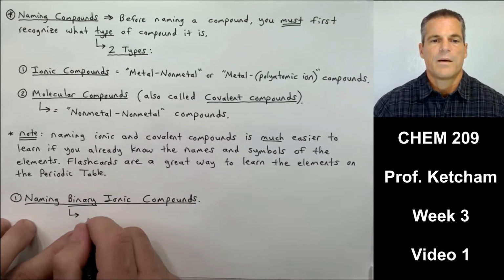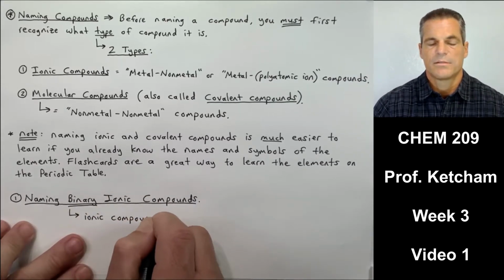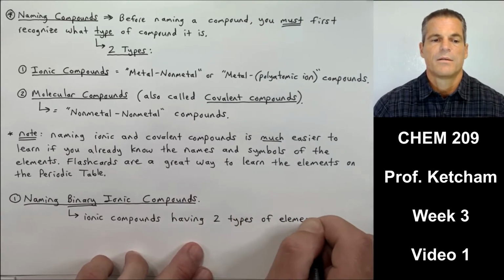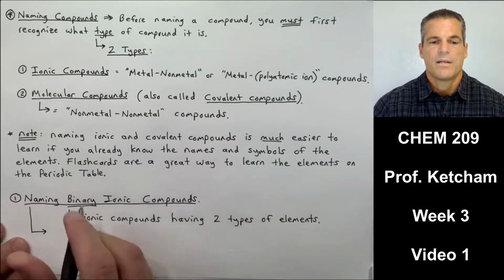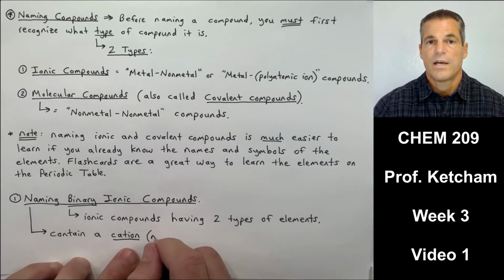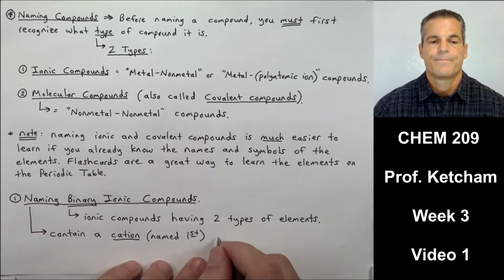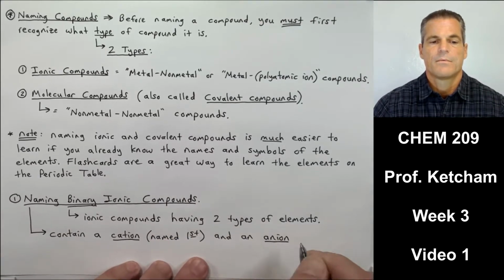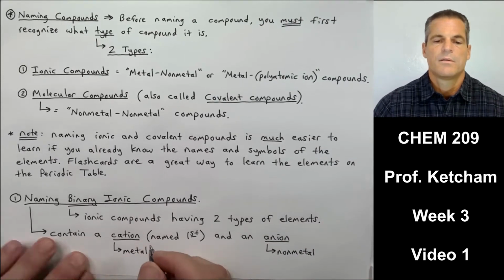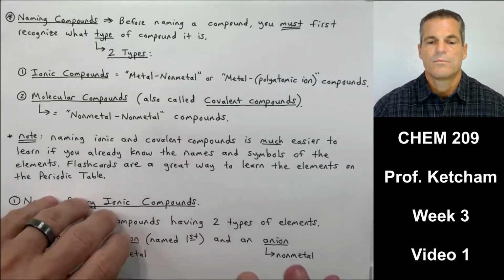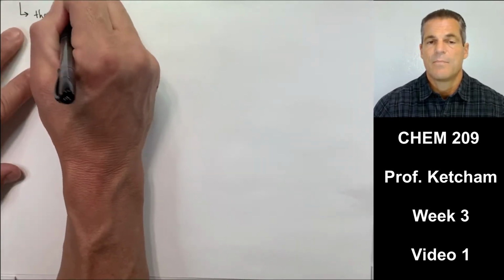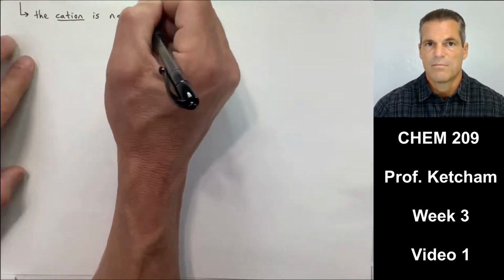Alright, so number 1 at the top of the page was ionic compounds. So let's dive deeper into number 1, ionic compounds. Naming binary ionic compounds. These are ionic compounds that have 2 types of elements, binary. Ionic compounds contain a cation, which is named first, and an anion, which is named second, of course. The cation is a metal, and the anion is a nonmetal.